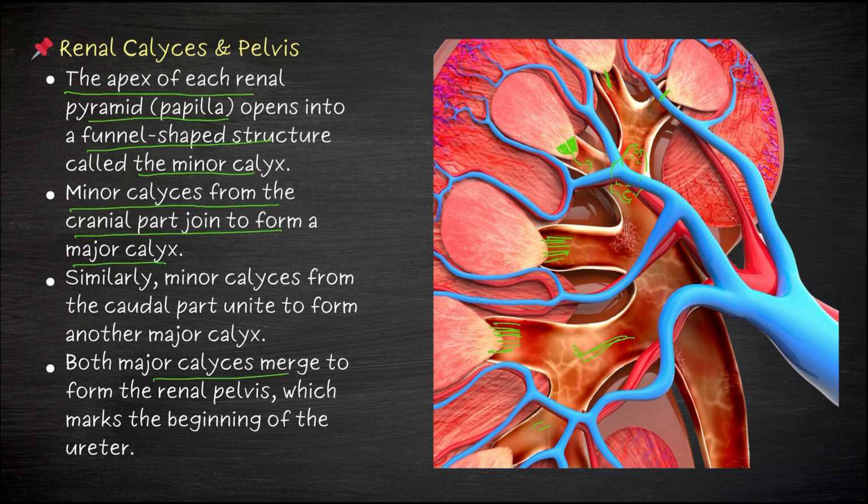Both major calyces merge to form the renal pelvis. So you can see, this is the cranial major calyx, and this is the caudal major calyx. Together they merge, and this part is called the renal pelvis. And from that, what happens? The ureter arises. This is the ureter, which marks the beginning of the ureter. A very, very important concept.